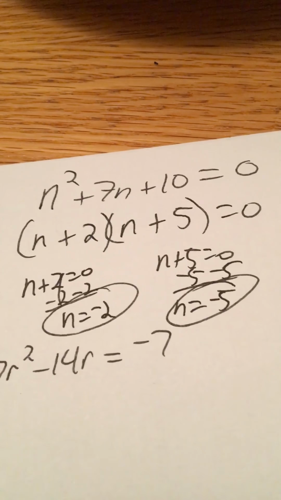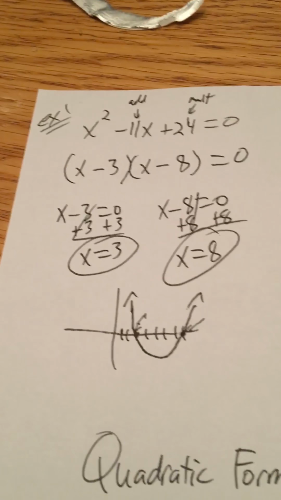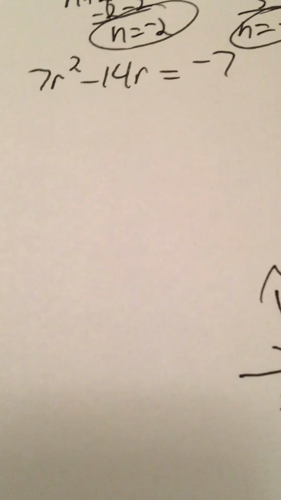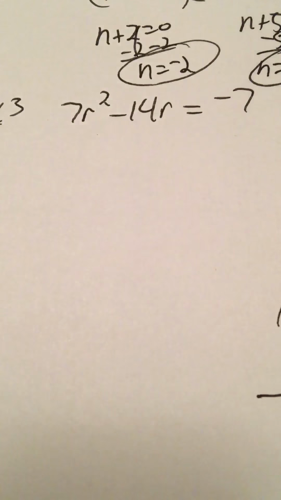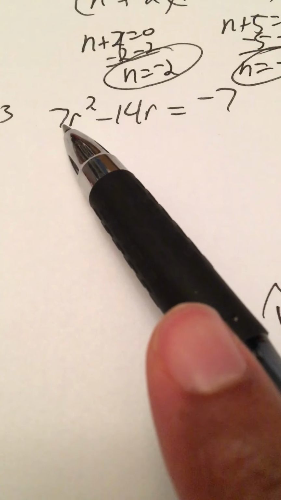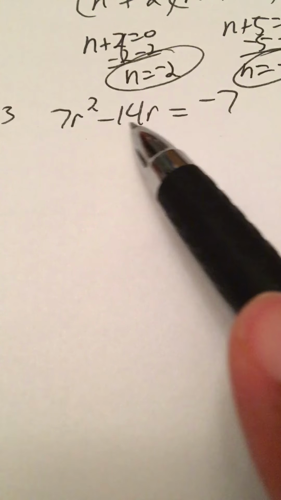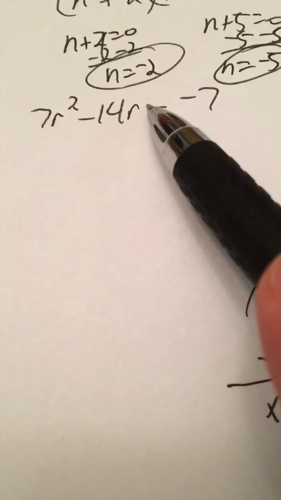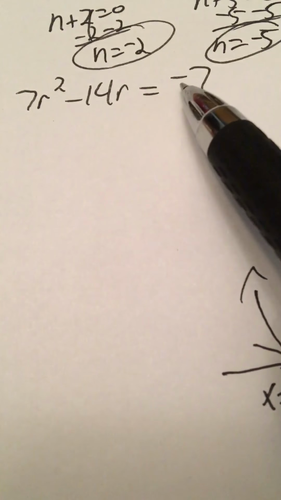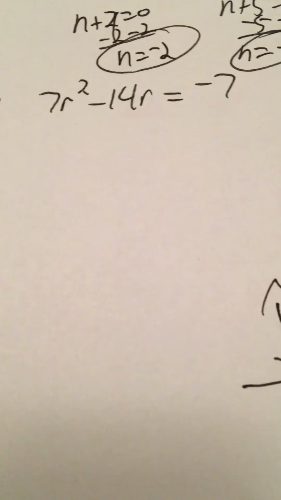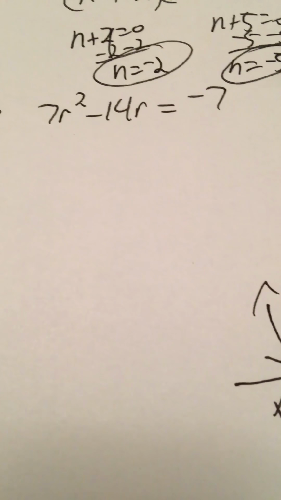Okay? Now, before you get too excited, I want to show you something that the algebra people love to do to you. So let's say you saw a quadratic equation like this. Oh no, Mr. Morris. That doesn't say equals 0. That says equals negative 7. Oh, I want to quit. Don't quit. Don't do it.